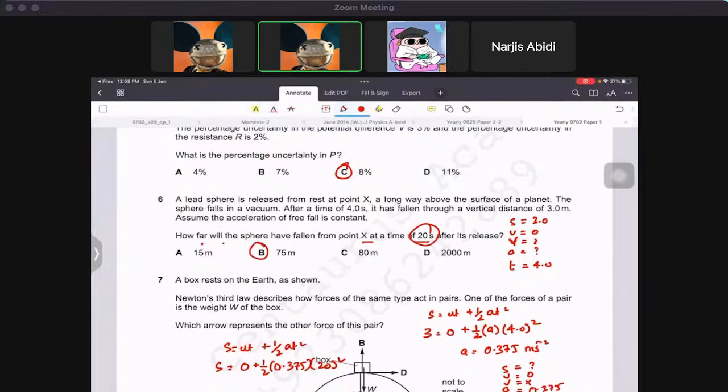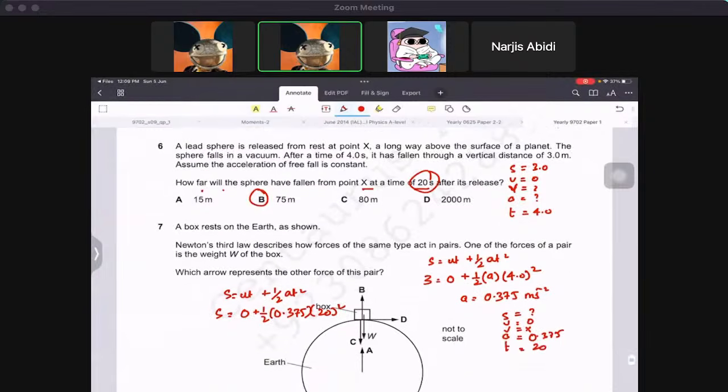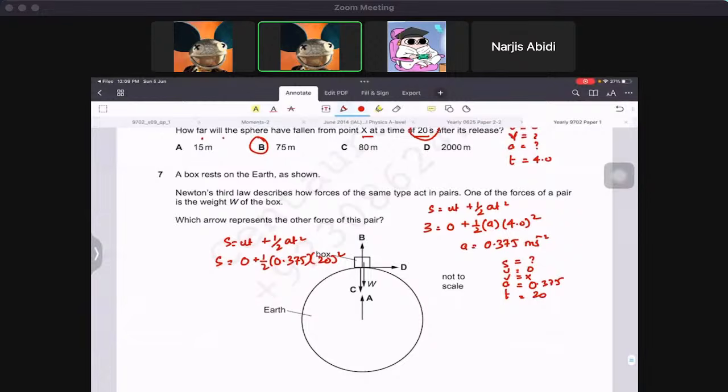Pretty good actually. Now 7. Newton's third law describes forces of the same type that act on a pair. This is the weight of the ball. Which arrow represents the other force? Weight, if you know this object is being pulled by Earth, so the object will pull Earth by the same amount. That has to be the idea. Okay, so it has to be A. Then if you have any questions, please let me know.